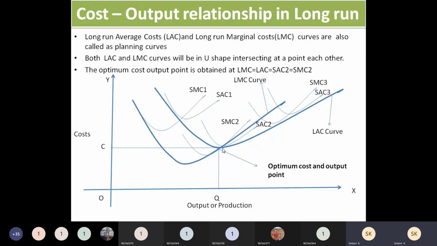This is how you are going to explain this long run cost output relationship. Most of the students get confused in explaining this graph. That is the reason in the exam they will be asking you about this long run cost output relationship. But anyhow, I think I have clearly explained it to you. If you have any doubt in understanding this graph, you can ask me. Once again, I will show the graph. Any of you?